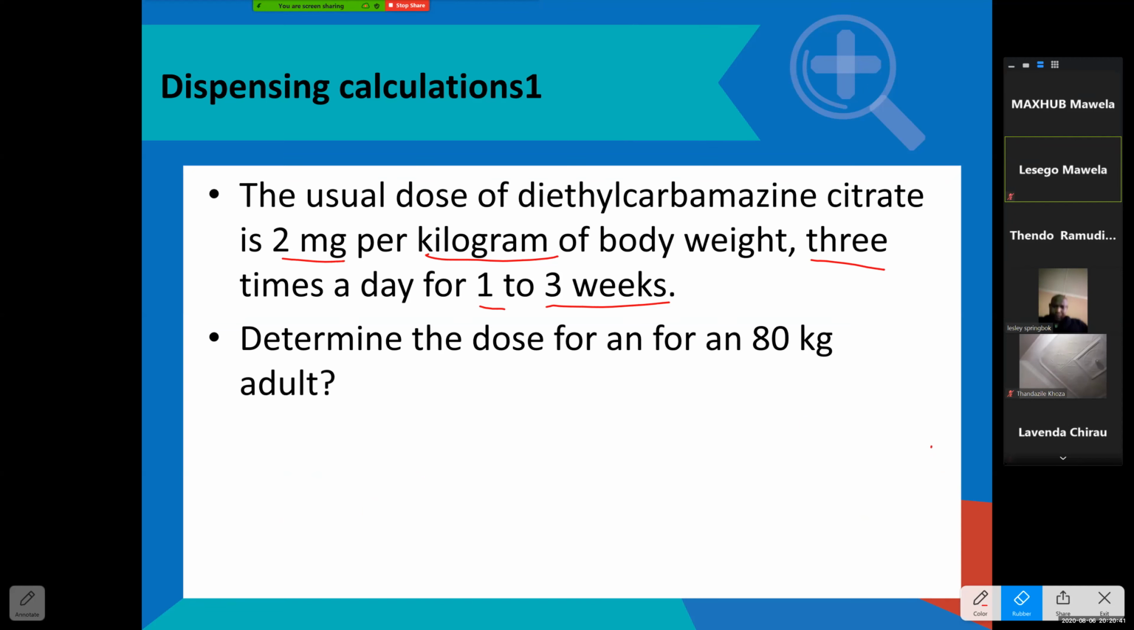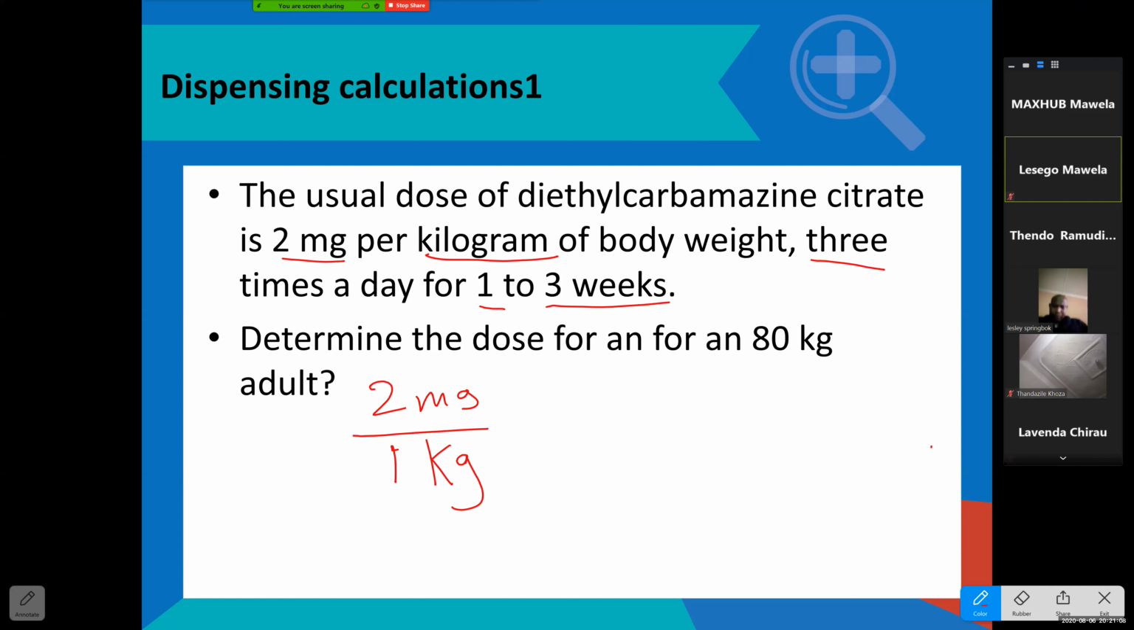Yeah, just remember that when we say something is 2 milligrams per kg, when you hear the word per, it means we are dividing. So you've got 2 milligrams over 1 kilogram. They are not telling you that it's 1, but it's 1 kilogram there. And they tell you that the adult has a weight of 80 kilograms. So how much must you give?